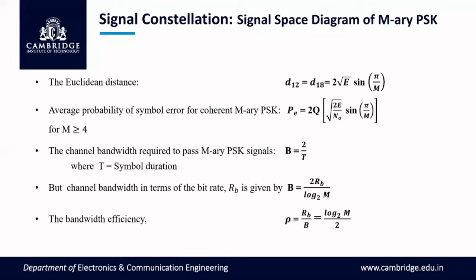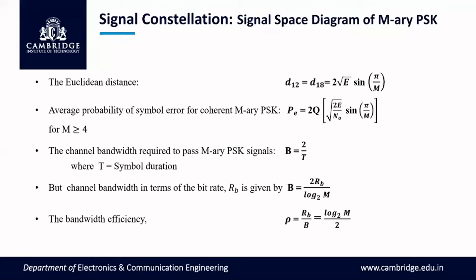Channel bandwidth in terms of RB. If you want it in terms of RB, as I said, RB equal to 1 by TB. But TB is not applicable here because this is not binary. That's why T is there. 1 by T. So it is taken as RB divided by log 2 of M. Suppose binary, M equal to 2, and log 2 of base 2 is going to be 1. So we are going to get 2 times RB.